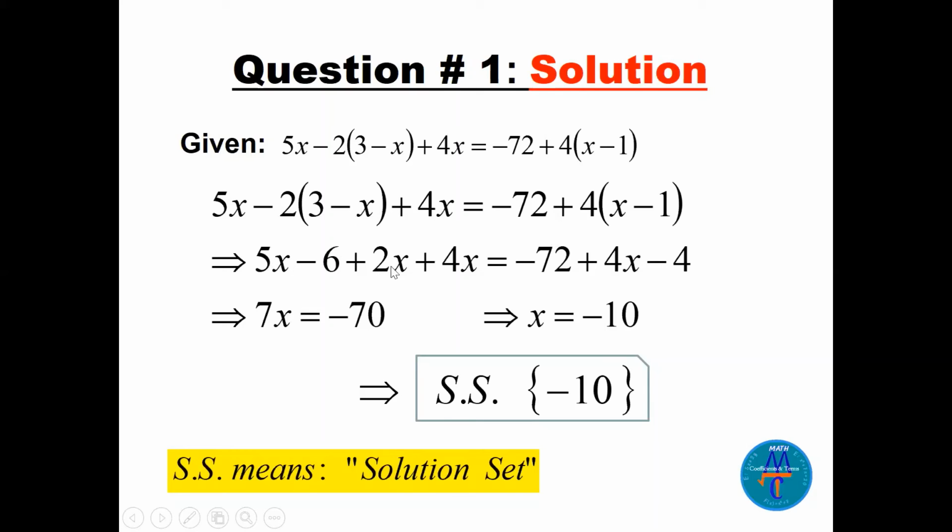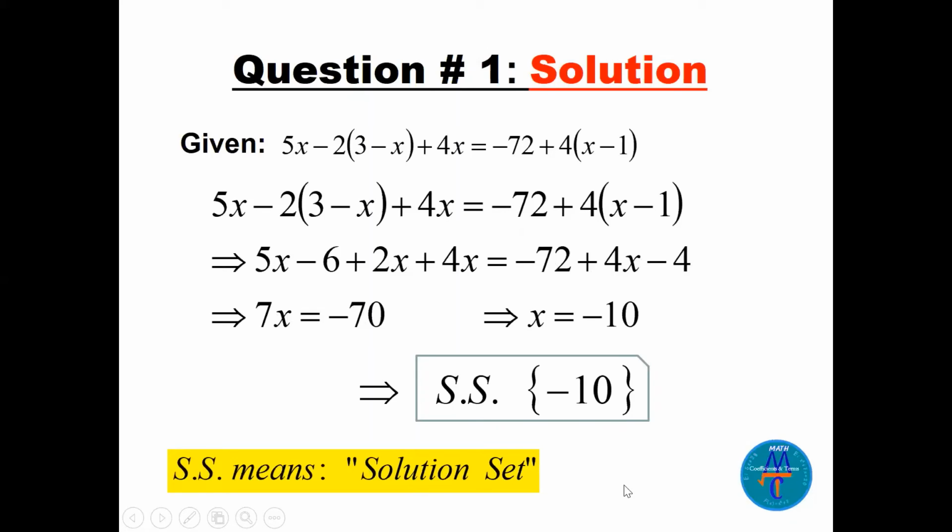Add the values, 5x, 2x is 7x. 7x, and here 4x. See, 4x is cancelled. Minus 6, take it to the other side, becomes 6. So that's minus 70. When you simplify everything, you get 7x is equal to minus 70. Divide by 7, because we need x. x is minus 10, so I write SS. SS means solution set. So this is the term here. We are explaining the solution of the equation.